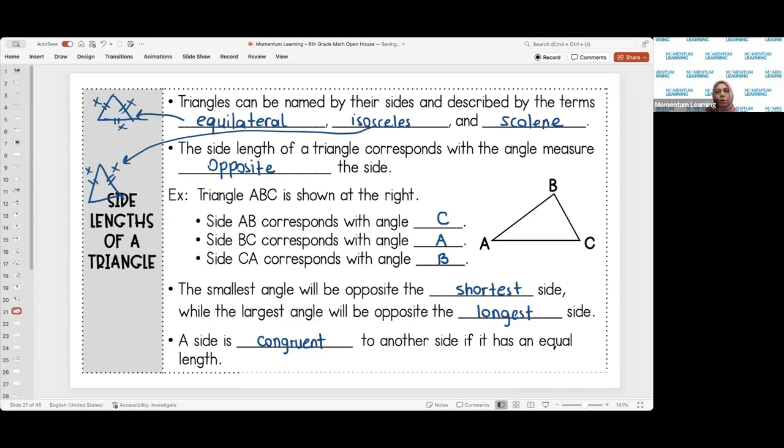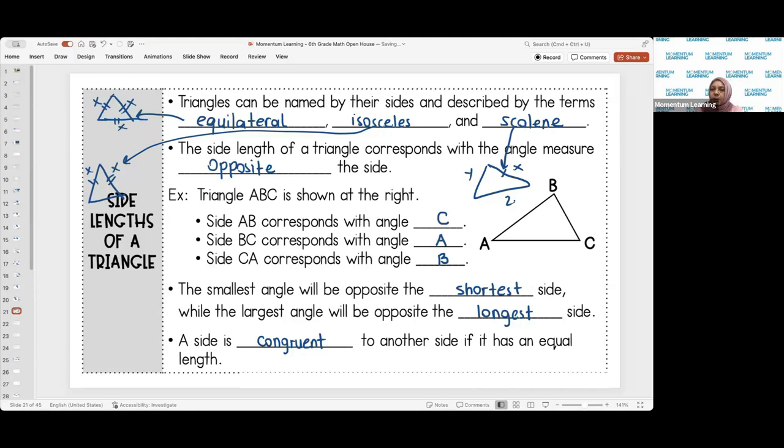Scalene triangle: all three sides are different. One of them is x, this one is y, this one is z. So all three sides are different from each other. So let's look at one triangle, how to read it or how to find the sides.